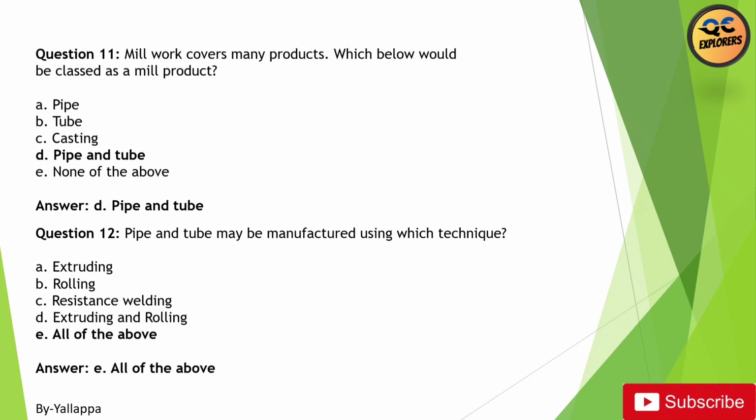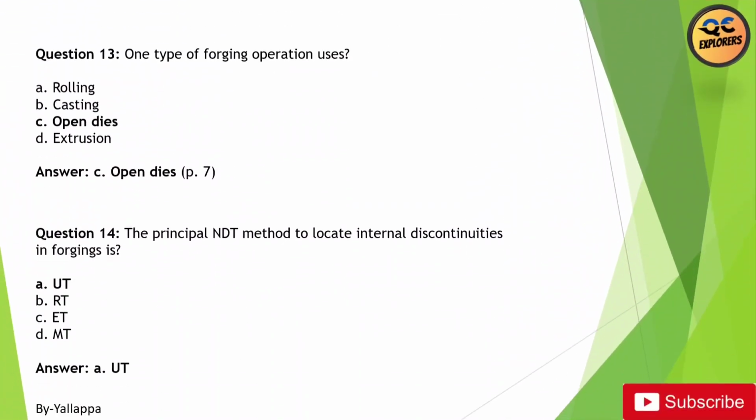Question 12. We explore how these pipes and tubes are actually made. They can be manufactured using several techniques, including A. Extruding, B. Rolling, and C. Resistance welding. Therefore, the answer is E, all of the above, as modern mills utilize all these methods depending on the required specifications. Moving to question 13, we look at forging.